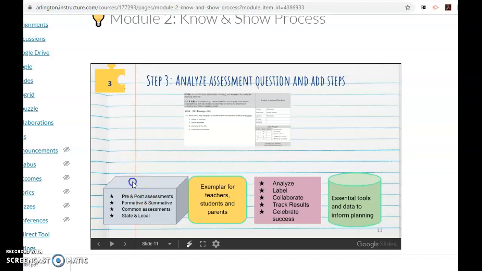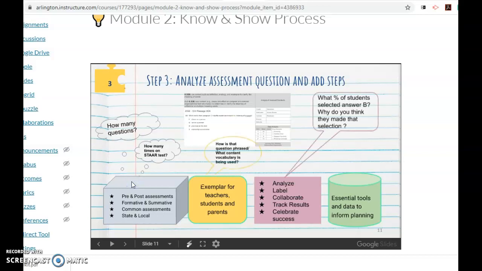And so as we are analyzing this, teachers may ask questions. How many times has it been tested? How many questions were on the test? How is it phrased? What academic vocabulary is used? What percentage of students selected that answer? What was the misconception they had that caused them to choose that? So as teachers are looking at this, they're using that information to make adjustments in their chart and in their planning. But it's not just STAAR release tests.